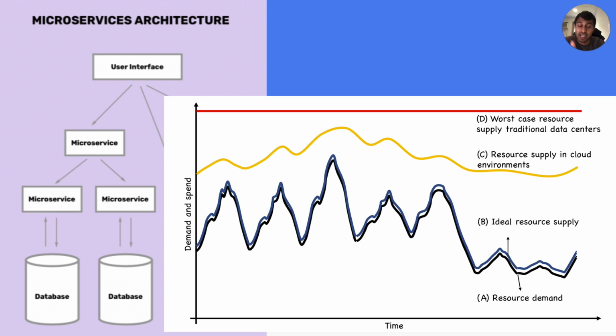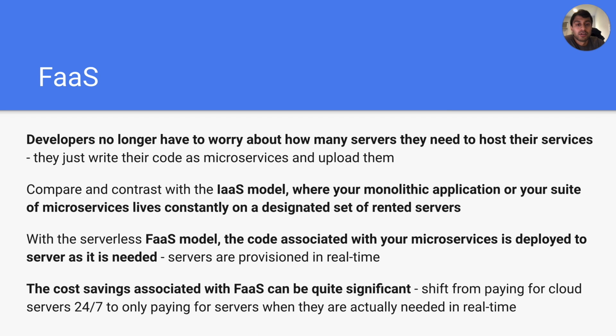Instead of provisioning dedicated cloud servers for your microservices, you don't have to worry about provisioning servers at all. Just upload your code, and your servers will magically appear when they're needed, and then be returned to the shared pool when they're not. So again, developers no longer have to worry about how many servers they need to host their services. They simply just write their code as a suite of microservices and upload it to the FAST provider. The FAST provider will then worry about how to provision the hardware to house those microservices as and when they're required.